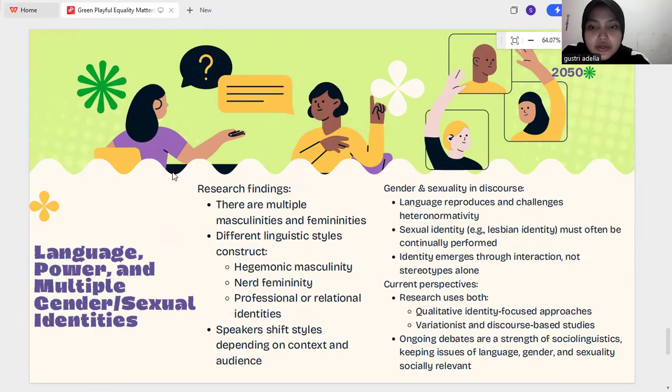And then for the current perspective, first, research uses both a qualitative identity-focused approach and variationist and discourse-based studies. The last is ongoing debate. Debates in sociolinguistics keep issues of language, gender, and sexuality socially relevant.